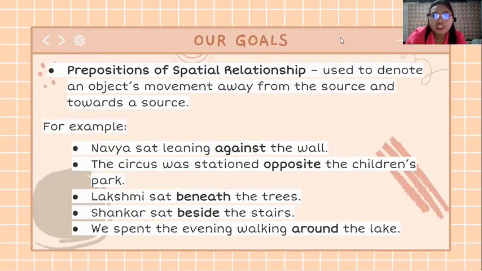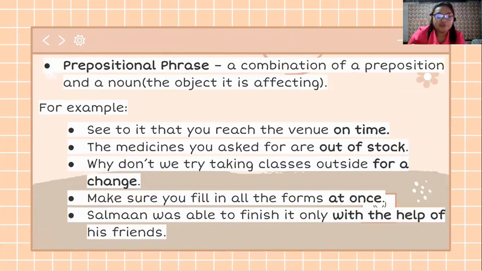So we have prepositions of spatial relationship, used to denote an object's movement away from the source and towards the source. For example, Navya sat leaning against the wall. The circus was stationed opposite the children's park. Lakshmi sat beneath the trees and Shankar sat beside the stairs. We spent the evening walking around the lake.